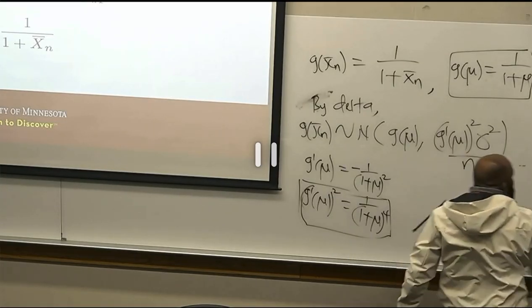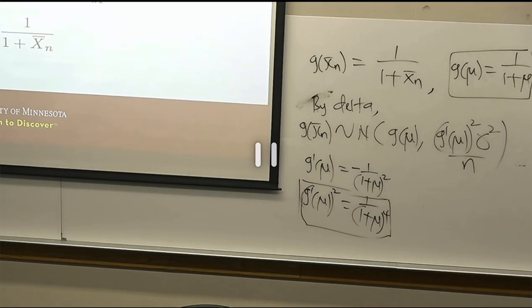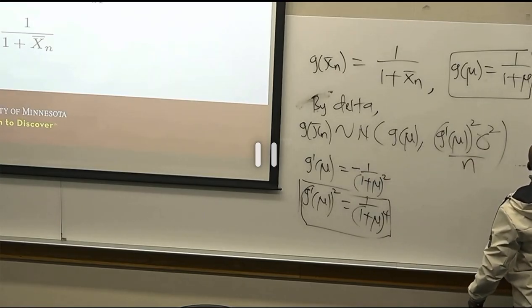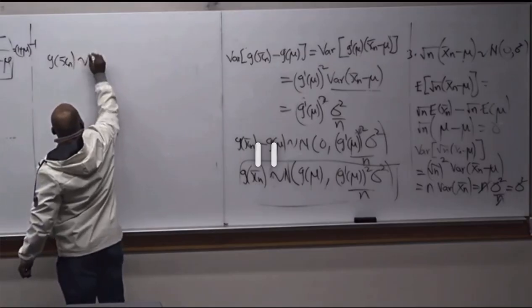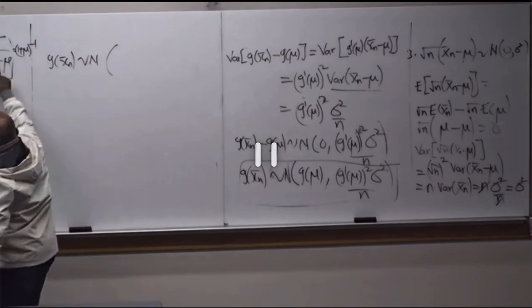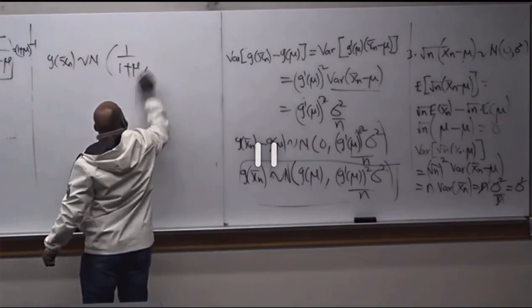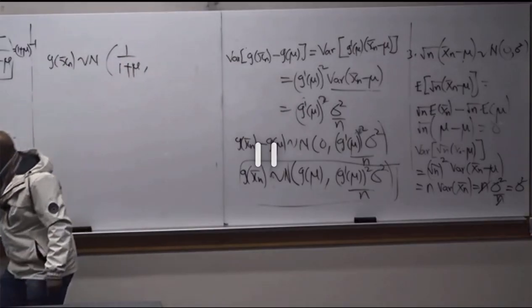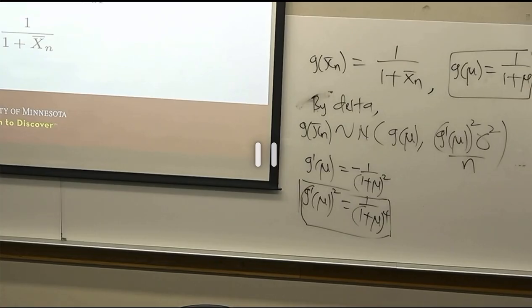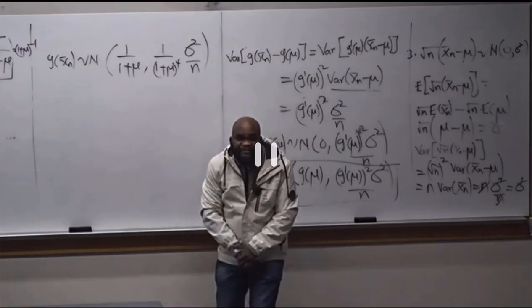But you know what? Please pay attention. Please pay attention. It's getting critical now. If you don't understand, ask me a question. Now, if I want to rewrite this, I'm actually going to say the g of x bar of that follows normal. What is the g of mu? It's 1 over 1 plus mu. Then what is this? This one squared is 1 divided by 1 plus mu raised to power 4. Then sigma squared divided by n. Do you see this? Do you see what I have? But this is halfway done. I'm not done.